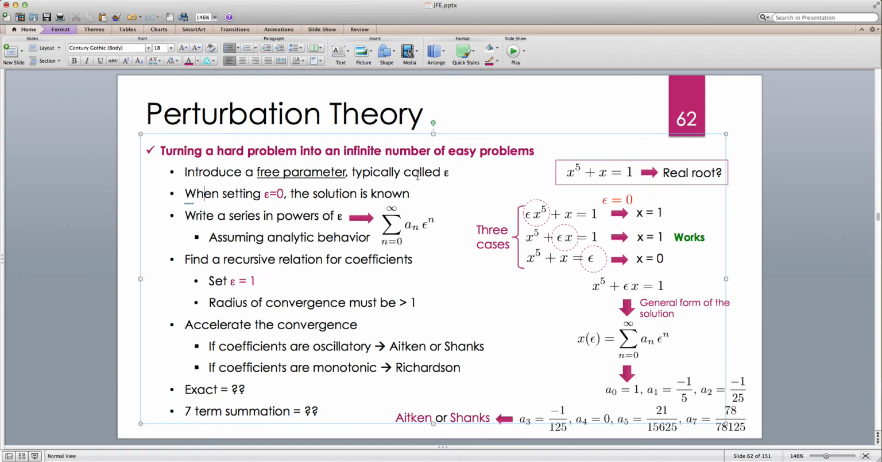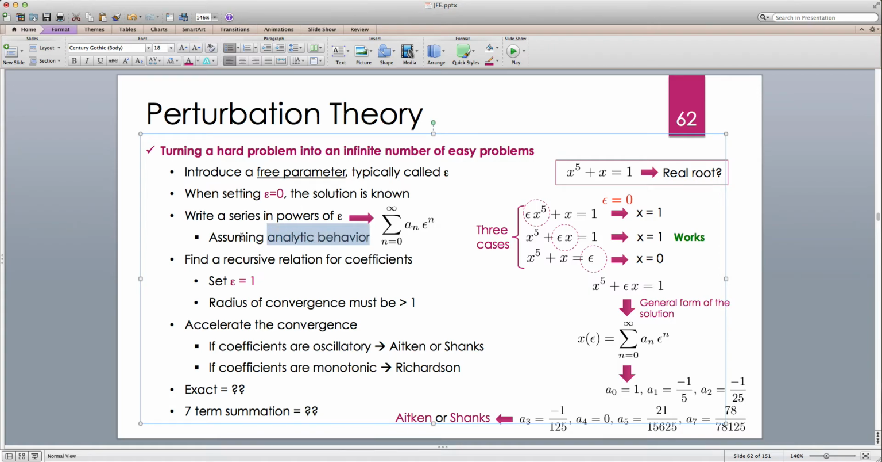Then we introduce it in the original problem, which is the hard problem, such that when we set this epsilon to 0, the problem is solvable. We can find the exact solution. The solution is known. And then we write the solution of the hard problem with the new degree of freedom, epsilon, in terms of a power series of epsilon. So we end up with a sequence or a series, right? A(n) epsilon to the n.